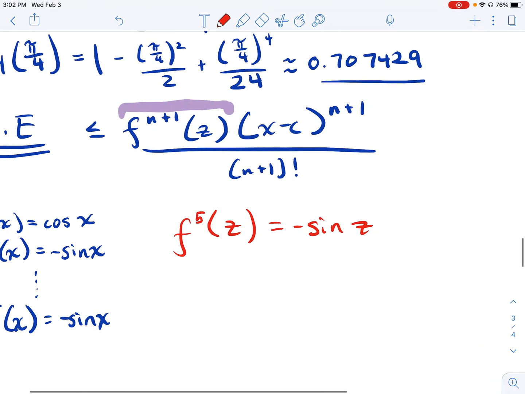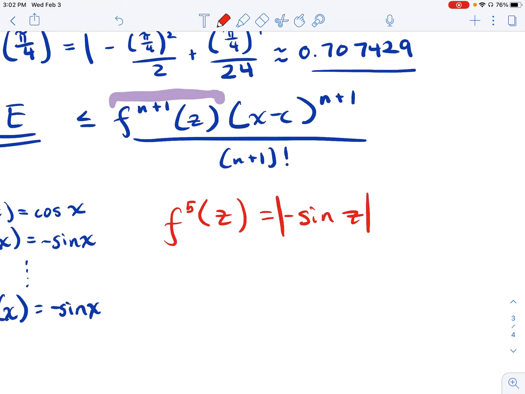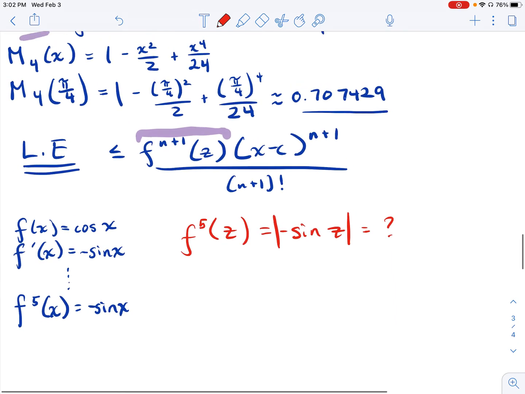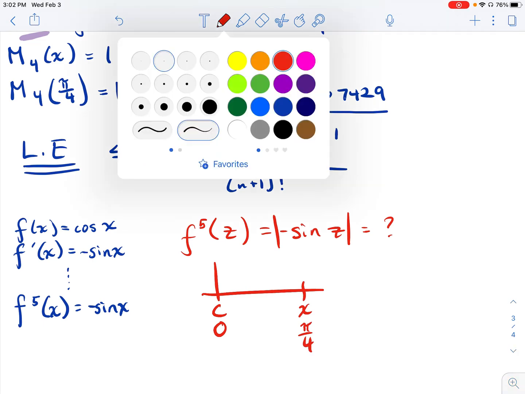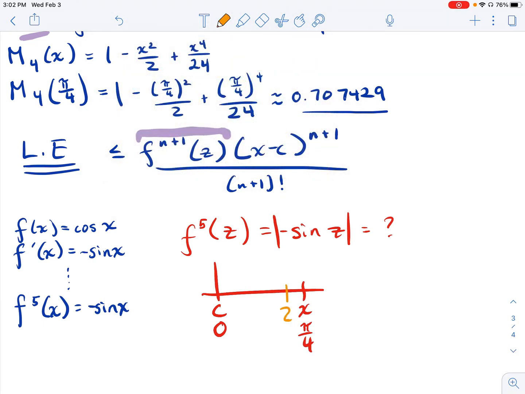What is the absolute maximum value that negative sine of z could be? What could that be? And remember what we know about z. We're saying that if x is at 0, since this is a Maclaurin polynomial, our c value here is 0, and our x value here is pi over 4, that's where we're evaluating this function. We're asking ourselves, where is the z value that's going to produce the largest possible output for negative sine of z?